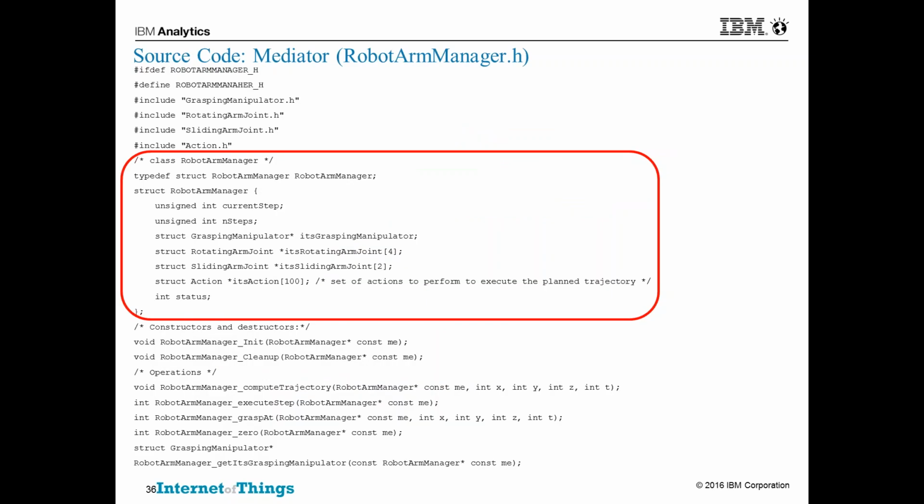So here is our source code for this robot arm manager class. And we see it's got a current step, the number of steps, and it's got links off to the grasp manipulator. It's got an array of robot arms, it's got an array of sliding arms, and it's got an array of actions up to 100, okay, 101, from 0 to 99 actions, I guess. And then you've got a status, which is how we're doing on the way.